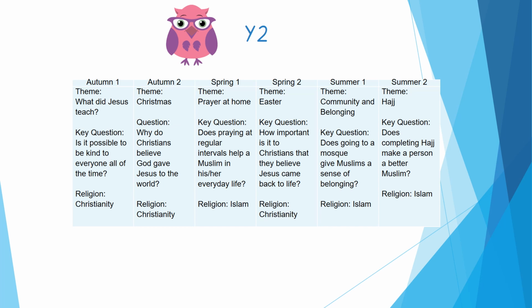In Year 2, once again, a minimum of 2 religions are to be studied, with Christianity and at least 1 other. In Year 2, Christianity and Islam are the main teaching focuses. The table on the screen shows the main themes covered and the inquiry questions.